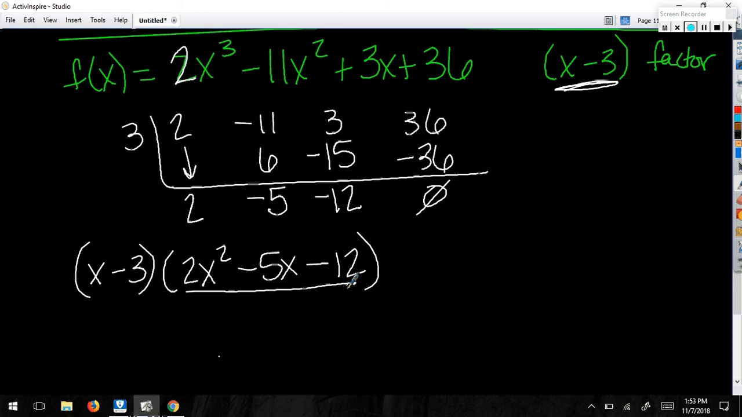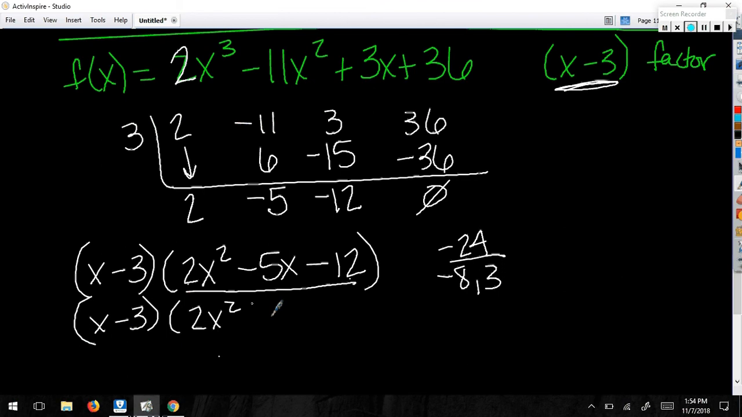And so to factor, remember, we multiply a and c together. What's 2 times negative 12? Negative 24. It's got to add to negative 5. Negative 8 and 3. Y'all are exactly right. Okay. Back to that factoring in chapter 1. All right, so I've got x minus 3, 2x squared, minus 8x plus 3x minus 12.